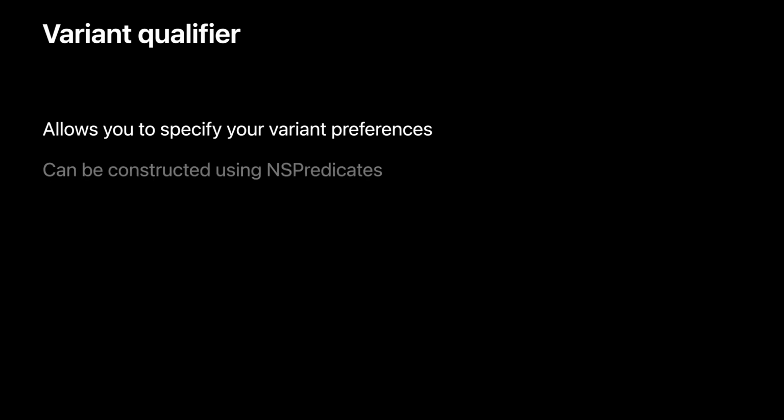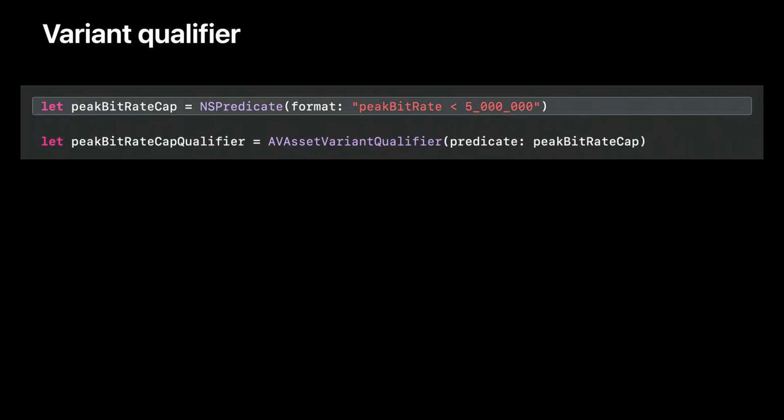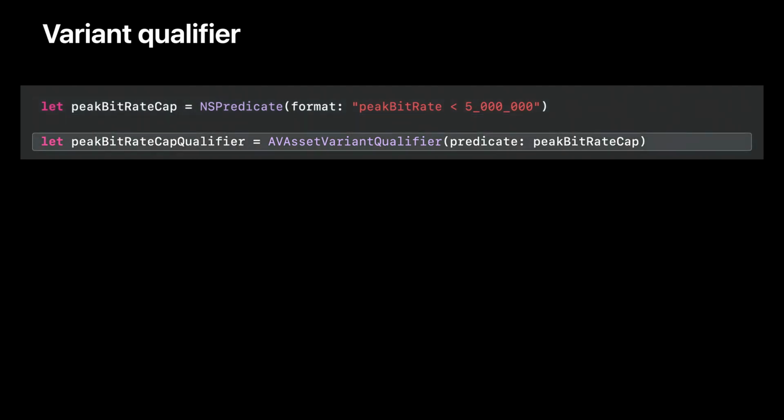So to get started, let me introduce the variant qualifier interface. This interface allows you to specify your variant preferences to AVFoundation, and as I said, they can be constructed using NSPredicates. Let's understand by looking at a few examples. Here we have an NSPredicate which expresses peak bitrate to be less than 5 megabits. You use this to construct your variant qualifier, which instructs AVFoundation to prefer variants under 5 megabits. Simple enough, right?